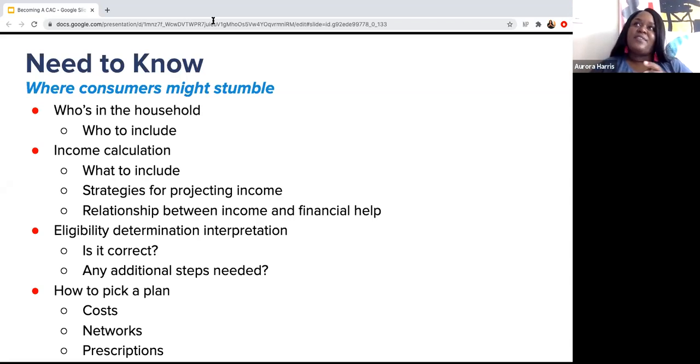And then the second piece is you have to decide how much of the tax credit you want to take, and then how much do you want to get back at the end of the year. So that's another decision that the consumer has to make, based on their income and where they're at, because they don't have to take all of the tax credit to go toward their premium.